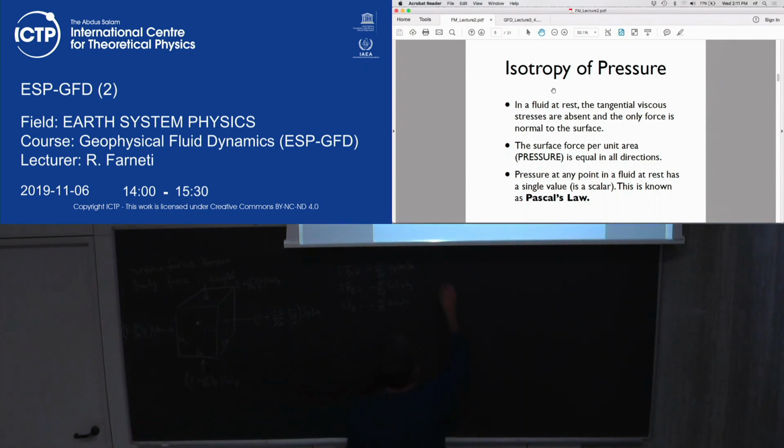So the sum of all the forces, delta F, is the sum of all the components, which in this case is equal to, per the element of fluid volume.